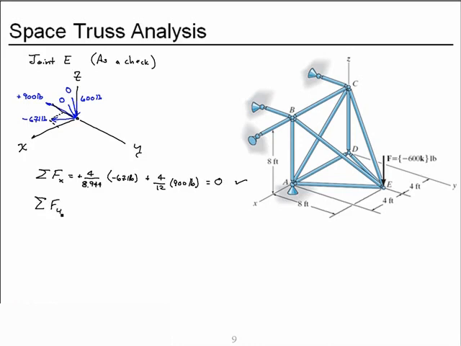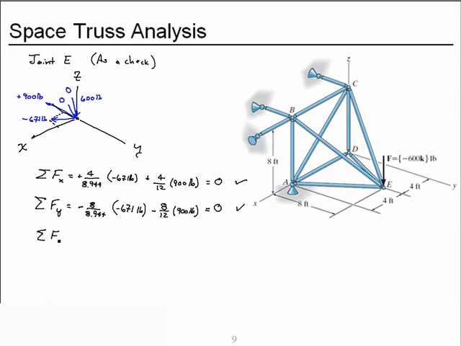Now let's check forces in the Y. In this case, we're going to get a negative contribution from the force in member AE. It's 8 over 8.944 times the minus 671 pounds. We'll get a negative contribution from member BE, and it is also 8 is its length component times the 900 pounds. Put those together, and again we get 0. That equilibrium checks.